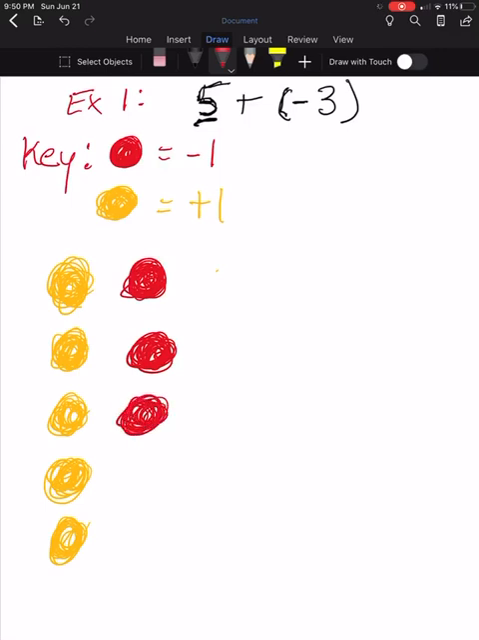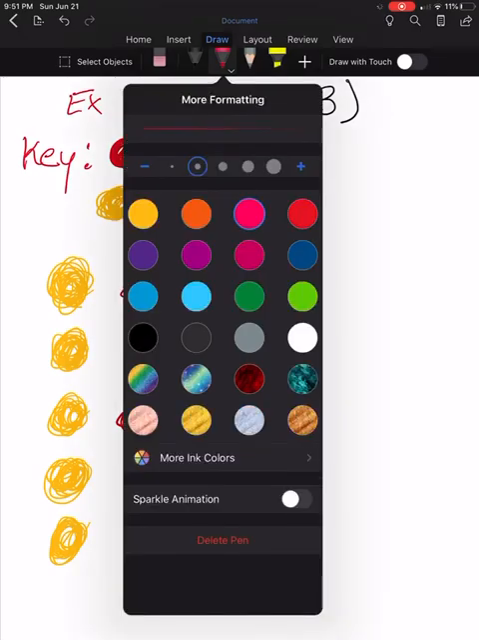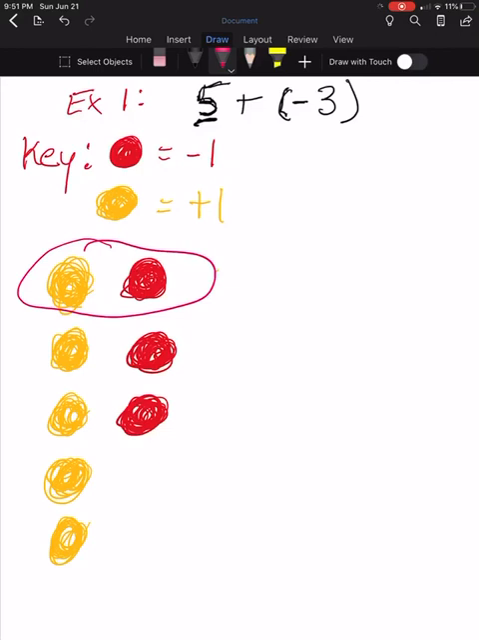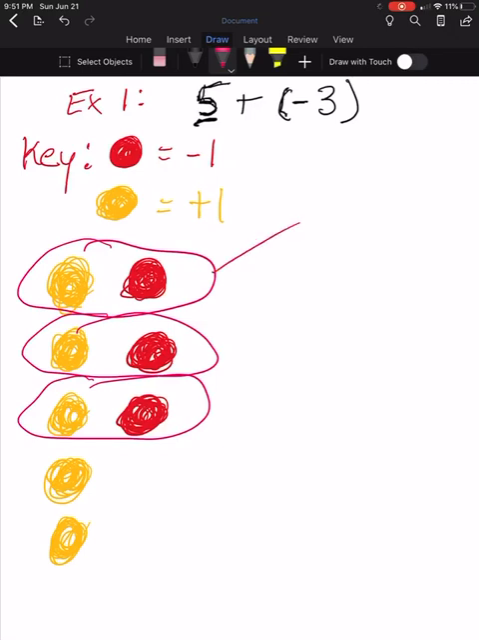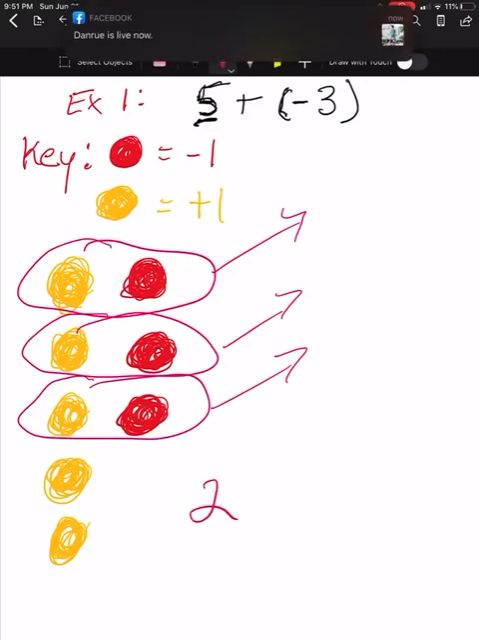All right. And like I said before, once you get your chips down, all you got to do is just match up the 0 pairs, all right? So you got to take a positive and negative and put them together. So I know this is a 0 pair, this is a 0 pair. Because remember, it's got to be a positive and negative stuck together. This is a 0 pair. And remember, we kicked them out the house. You're gone. And then we look at what we got left. We got 2 positive. So my answer is going to be +2. All right, that's my answer, a +2.